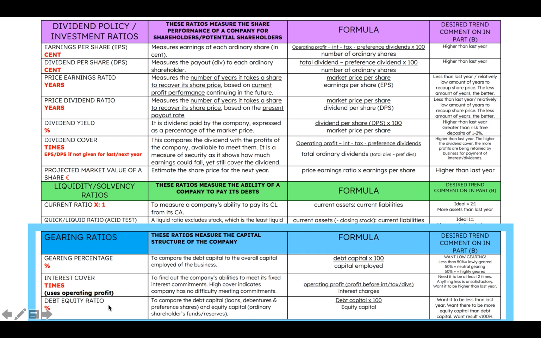And then we have the debt equity ratio, and this compares the debt capital, the loans, debentures and preference shares, with the equity capital, which is ordinary shareholders' funds and reserves. And the formula there is debt capital over equity capital multiplied by 100. Okay, so let's get started.